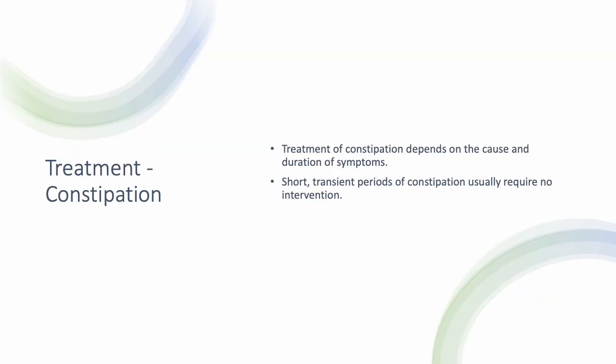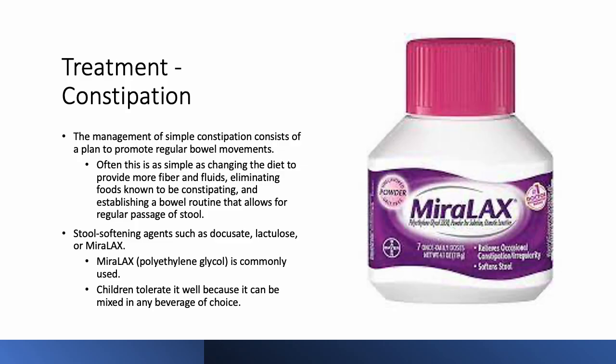The treatment of constipation does depend on the cause and duration of symptoms. However, keep in mind that peristalsis is what made it painful for the child. So we'll typically start with stool softeners and not prokinetic agents. Miralax is probably the most common stool softening agent that we use. Children tolerate it well because we can mix it in the things they already like to drink.